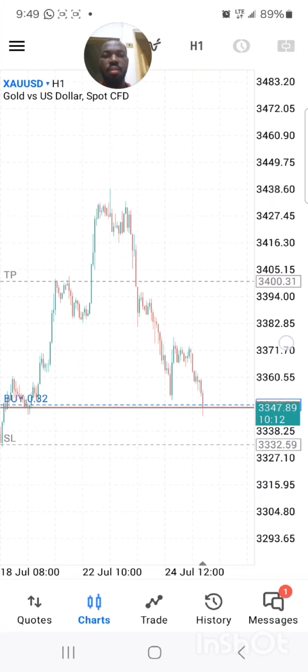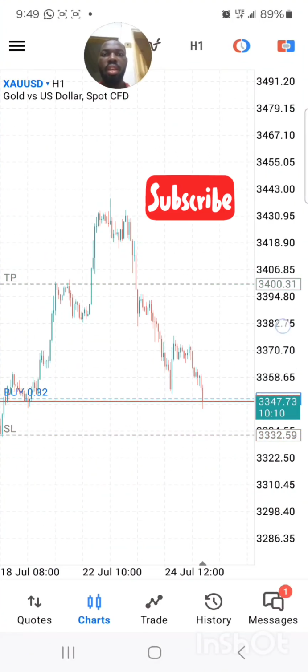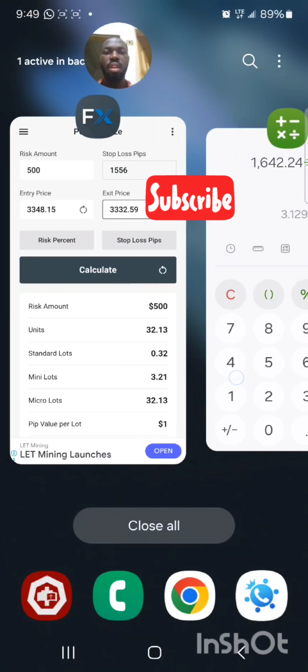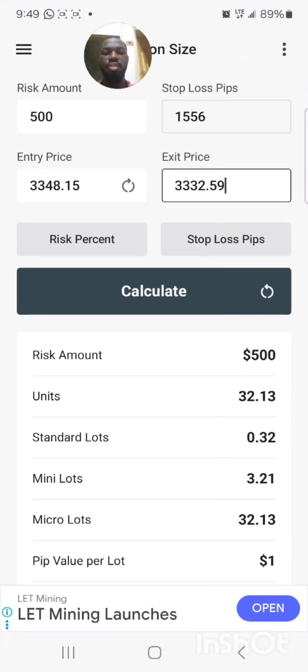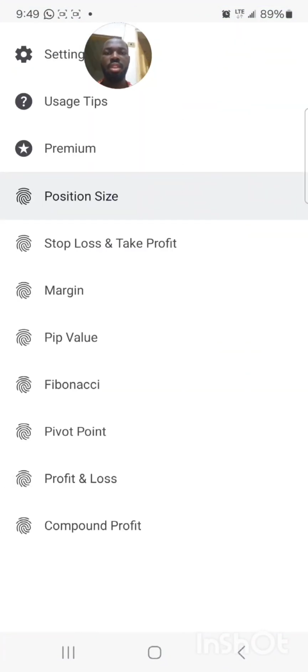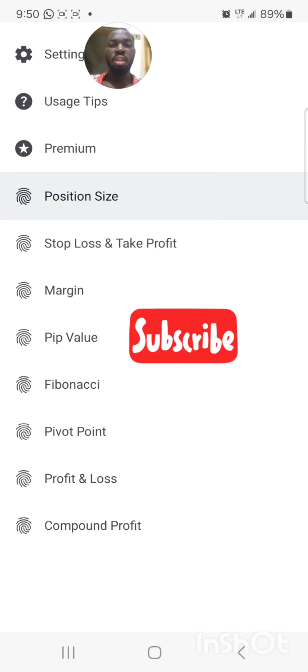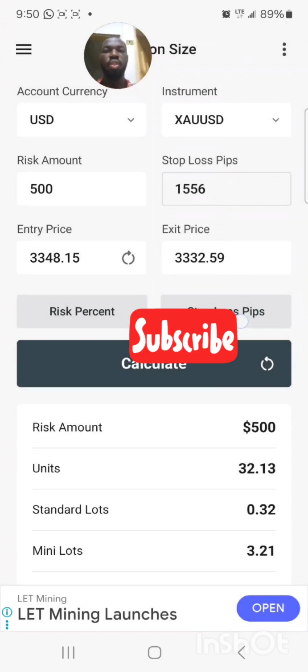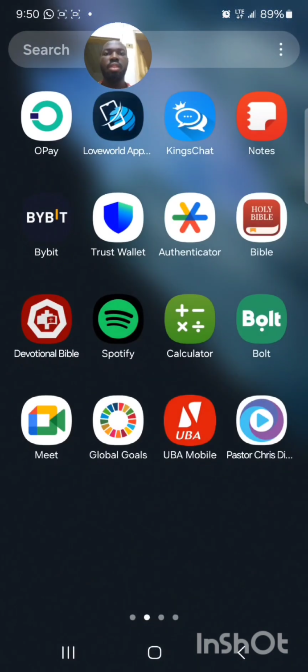So this is how we calculate our trades on the Forex calculator. The only thing you are using is position size. Don't think of the stop loss or the take profit. Don't think of all of these ones. They don't really need anything at all. The only thing you're supposed to calculate is position size, which is what we just did.